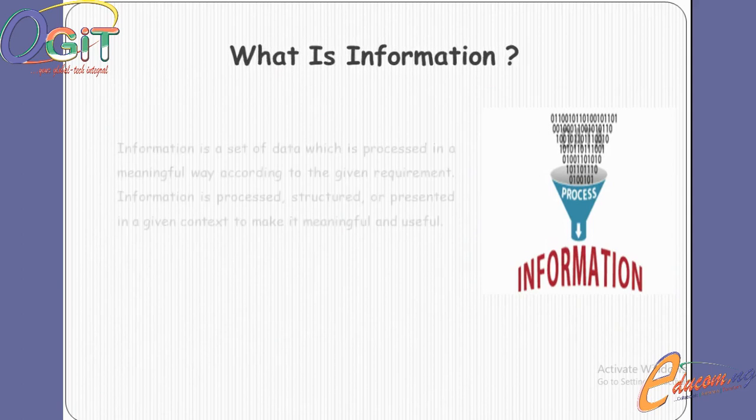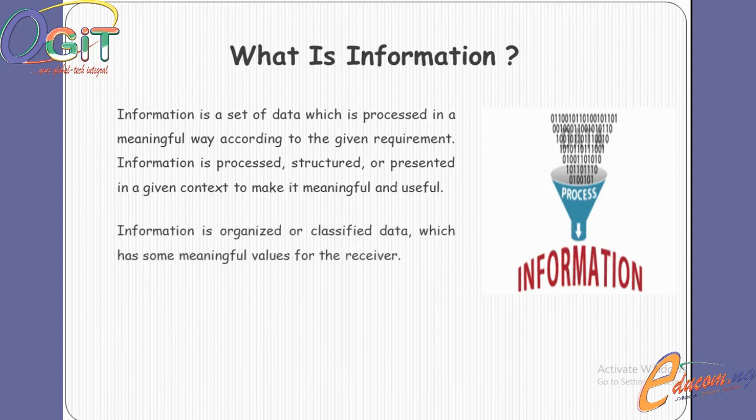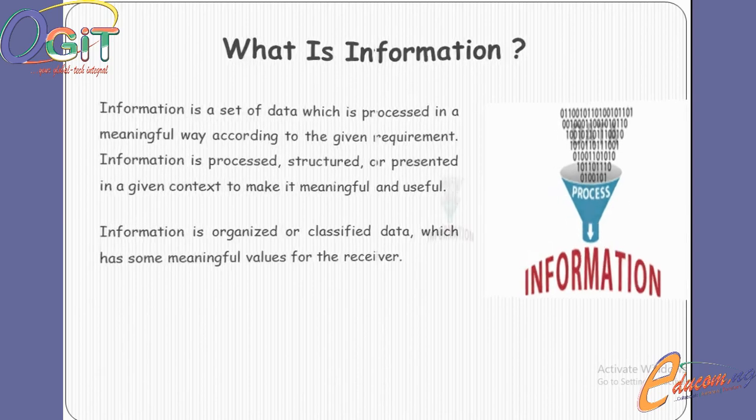What is information? Information is a set of data which is processed in a meaningful way according to a given requirement. Information is processed, structured, or interpreted in a given context to make it meaningful and useful. Information also is an organized or classified data which has some meaningful value for the receiver.